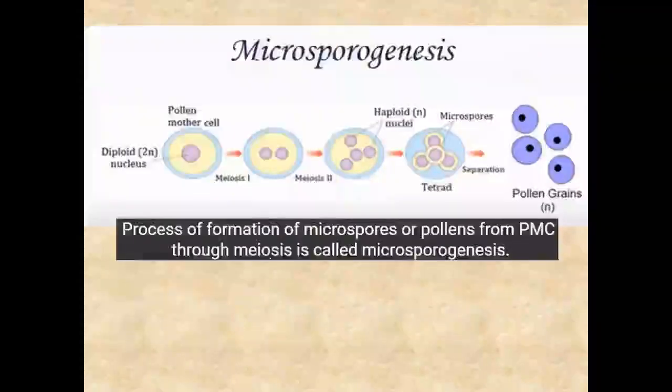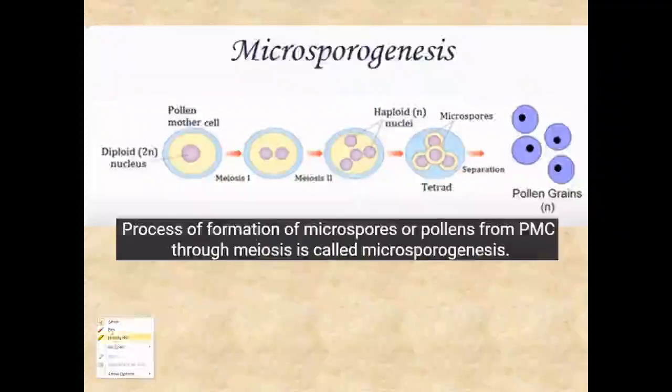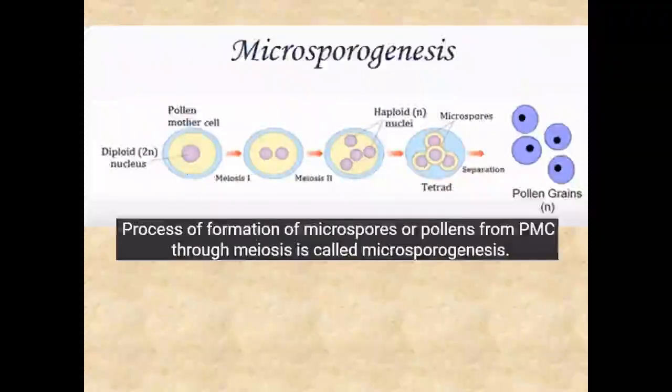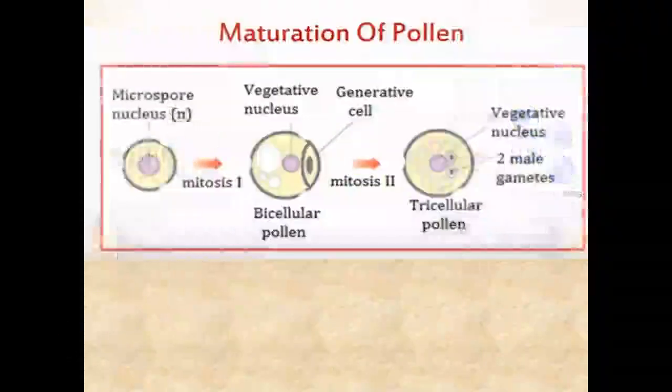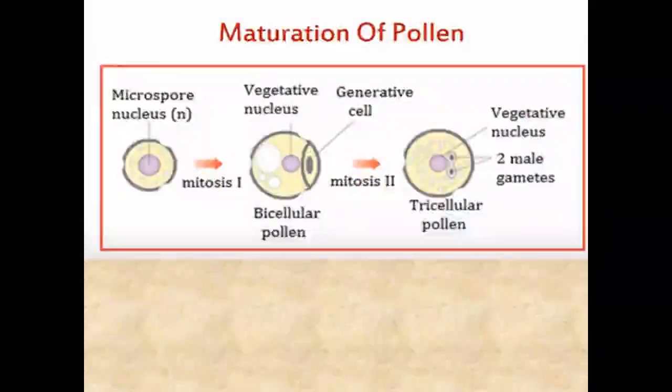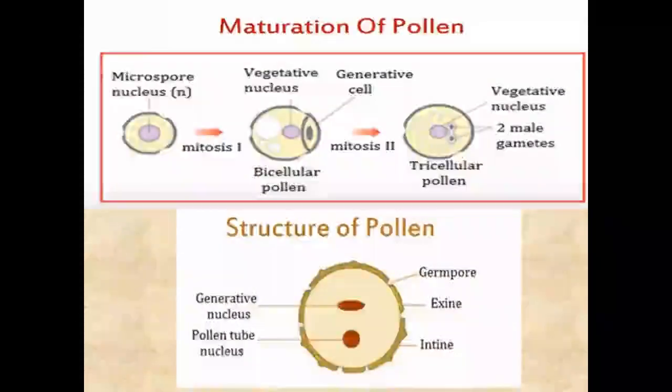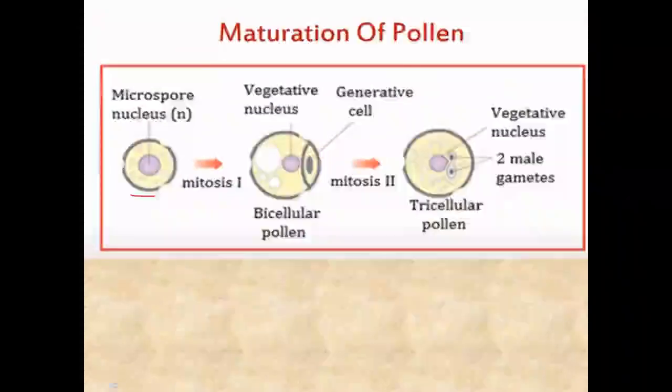Now let us see how this mechanism takes place. Coming to microsporogenesis, it starts with the PMC, the pollen mother cell. These pollen mother cells are diploid in nature. They have 2n number of chromosomes. So now these pollen mother cells with 2n chromosomes undergo division repeatedly.